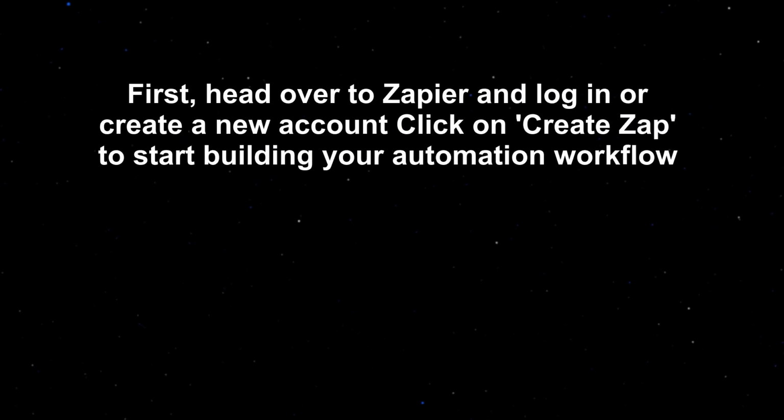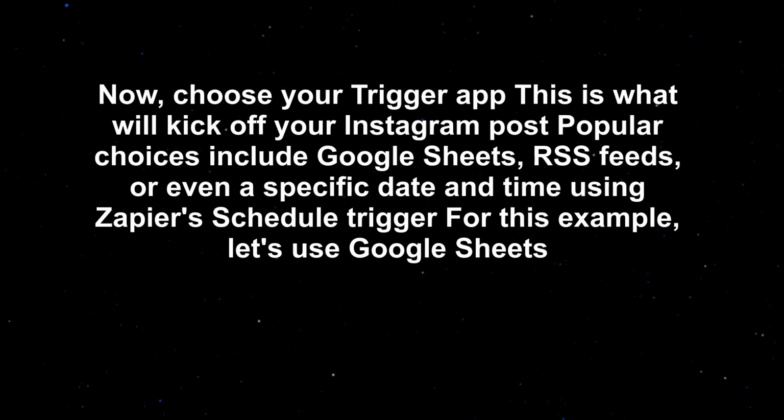First, head over to Zapier and log in or create a new account. Click on Create Zap to start building your automation workflow. Now, choose your trigger app. This is what will kick off your Instagram post. Popular choices include Google Sheets, RSS feeds, or even a specific date and time using Zapier's schedule trigger.